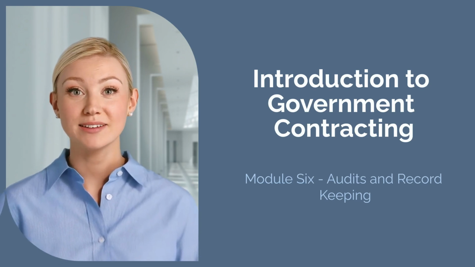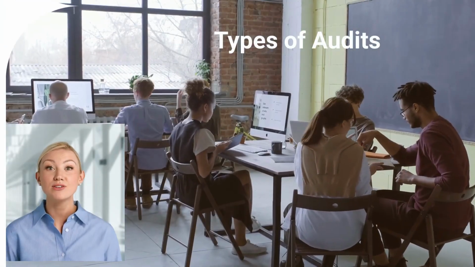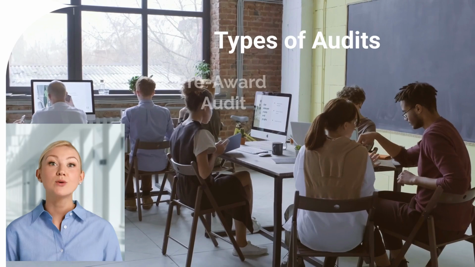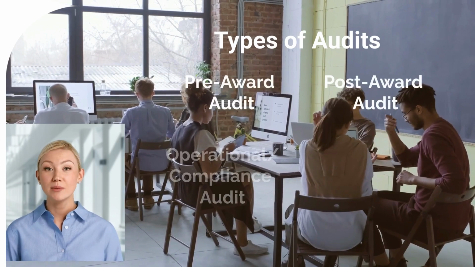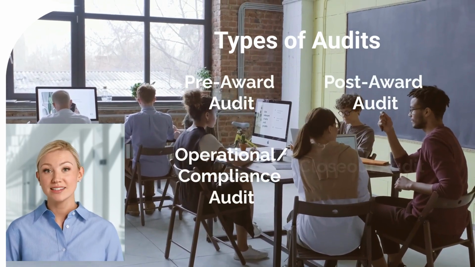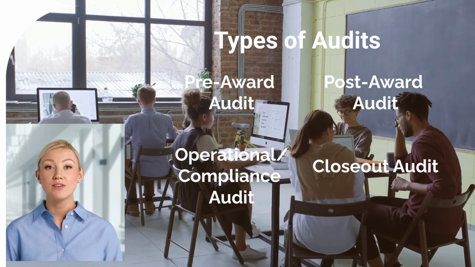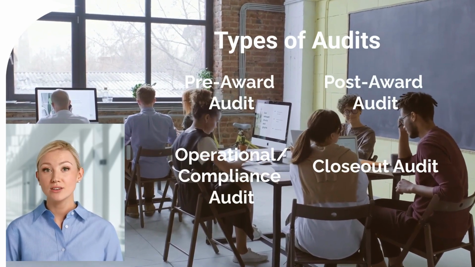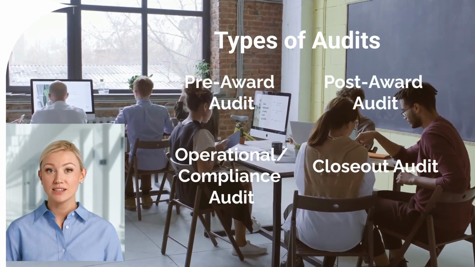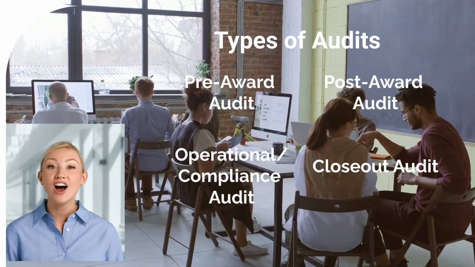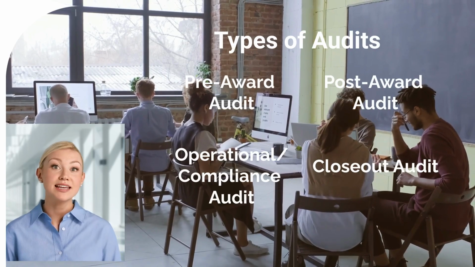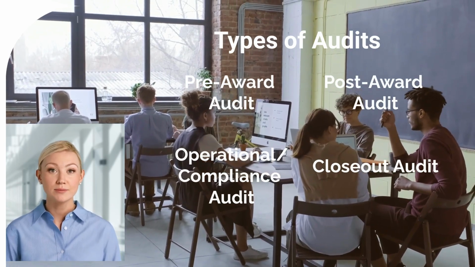Let's get started. There are 4 overall types of audits: pre-award, post-award, operational or compliance audits, and closeout audits. Pre-award audits verify cost proposals and the contractor's ability to perform the project or service. Was the vendor fair and honest in their proposal in terms of ability, past performance, and pricing?